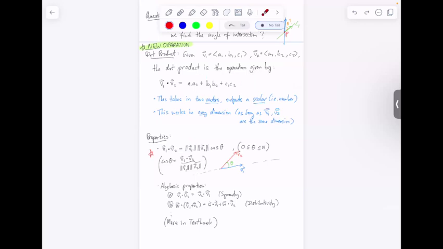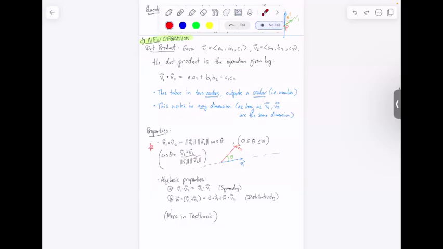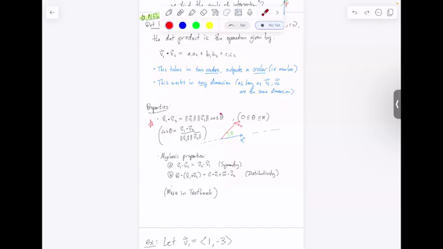And the dot product takes in two vectors and outputs a scalar. It works in any dimension. And importantly, it tells you something about the cosine of the angle between them. In essence, in any dimension, if the dot product is 0 between non-zero vectors, you know that these vectors are orthogonal.